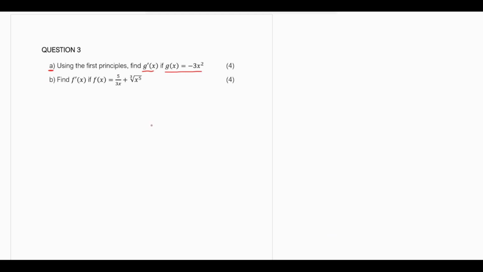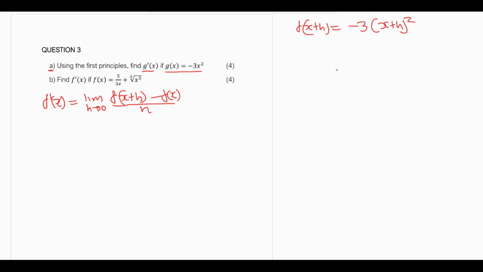So when deriving from the first principles, we use the formula f prime x is equal to lim h approaching 0, f of x plus h minus f of x divided by h. What is our f of x plus h? We can do it by the side here if you want. F of x plus h is equal to negative 3 and then x plus h squared.